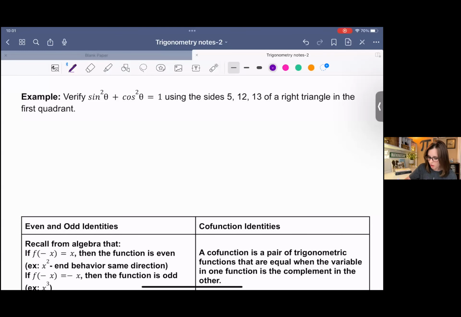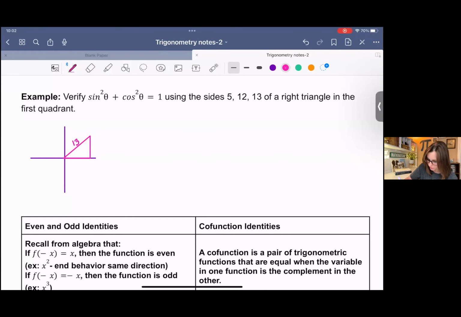It does help with problems like this to go ahead and draw a picture. It said it's in the first quadrant, so this is going to be my triangle here. And we've got 5, 12, and 13. So I know 13 is going to be the hypotenuse. And then I'm going to put 5 here and 12 here. And then this is going to be considered theta.